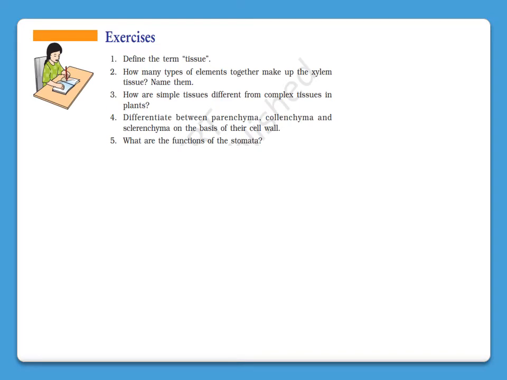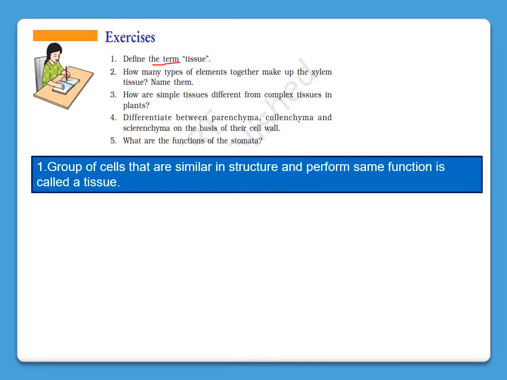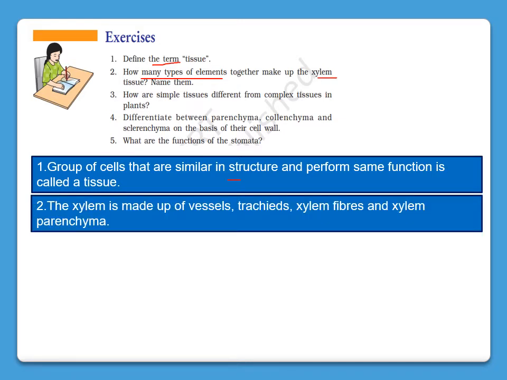Here in the exercise the first question is define the term tissue, and you can answer it well. A group of cells that are similar in structure and perform the same function is called a tissue. The second question is how many types of elements together make up the xylem tissue? Name them. So vessels, tracheids, xylem fiber, and xylem parenchyma. These are the components of xylem, and they together make up the xylem tissue.